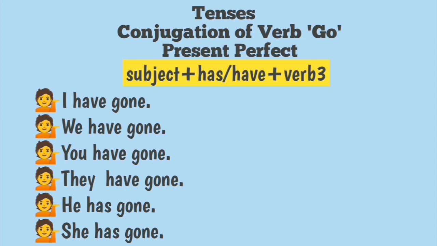Now, present perfect tense. Sentence construction: subject plus has or have plus verb 3. Examples: I have gone, we have gone, you have gone, they have gone, he has gone, she has gone. If the subject is third person singular number, auxiliary has is used, and have is used if the subject is other than third person singular number.